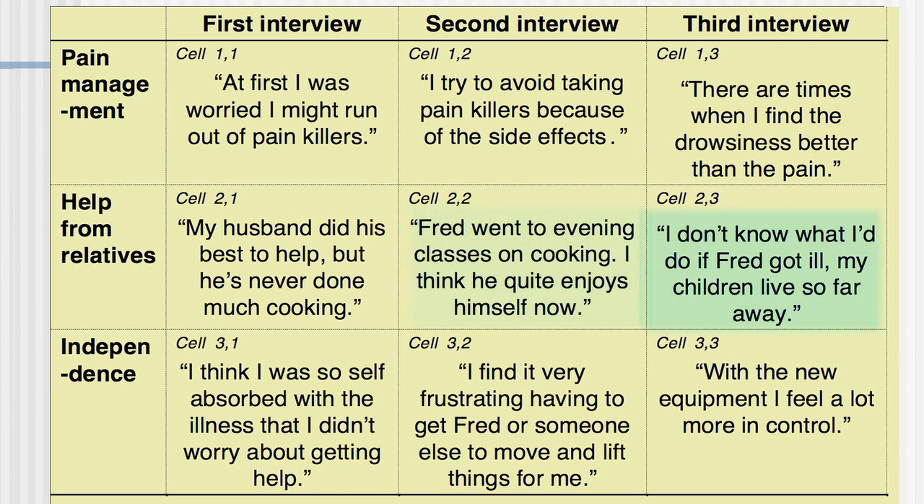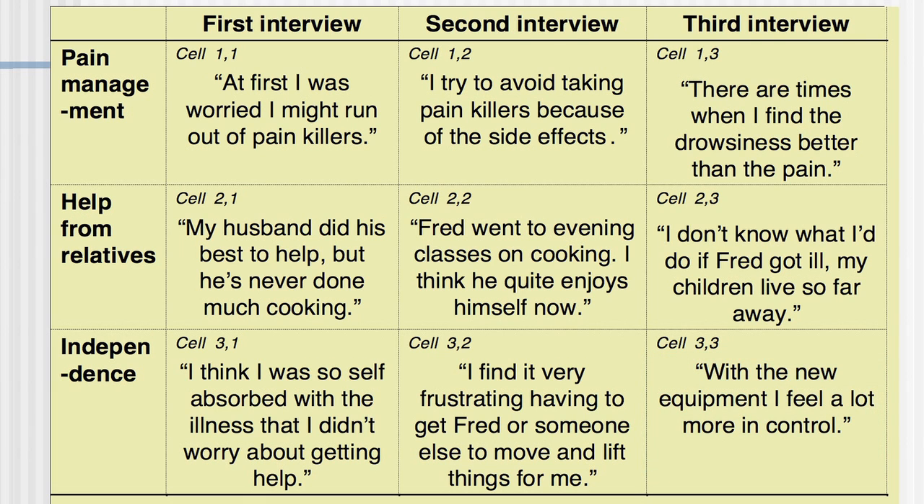And now she's very reliant on him by the last stage. So things again change. And the independence issue here, she's changed her views about that. She didn't worry about getting help to begin with. Then she finds it frustrating and she gets fed up with her husband doing things. And then she gets a bit more equipment to help her do things and begins to get a bit more independent herself.